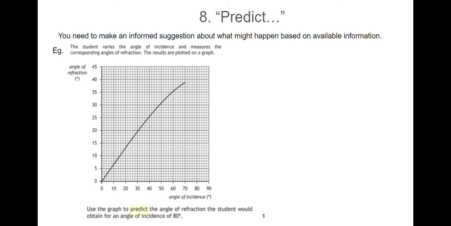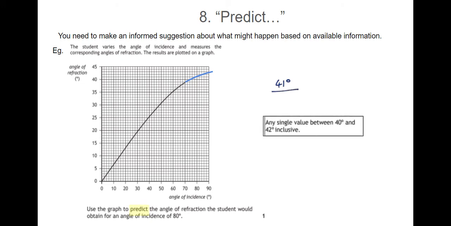So I've got to predict what is going to happen. Here, I'm going to predict by continuing the graph on upwards and then seeing where that ends up. It looks like it's 41 degrees. The marking scheme, though, gave a little bit of leeway, so anything between 40 and 42 was deemed correct.